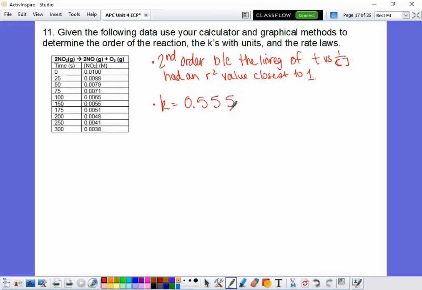Yeah. So for second order, the integrated rate law is 1 over concentration equals positive kt. So the slope is k for that one. K will never be negative. It can only be positive, because it's telling you proportionally how it's changing the reaction, or the rate. What are our units for second order?